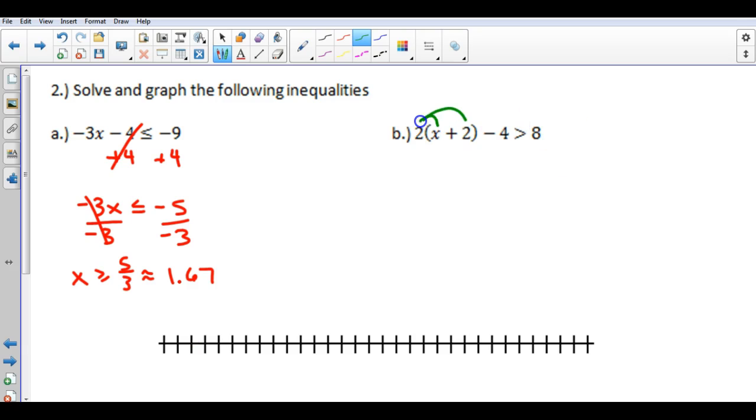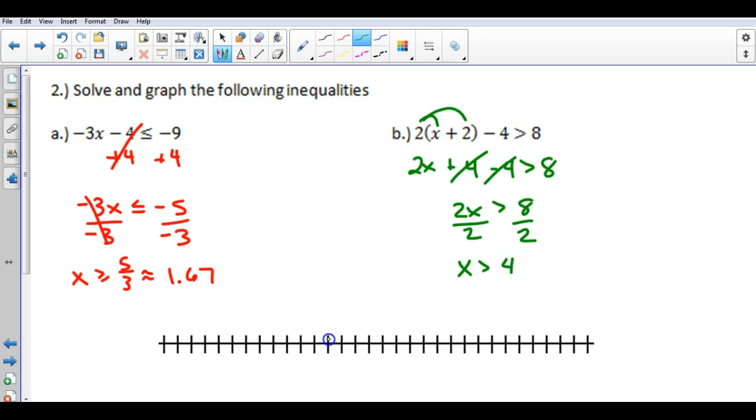I'm going to solve this just like I did the problem for equations, but now it's an inequality. Distribute: 2 times x is 2x, plus 2 times 2 is 4, minus 4 is greater than 8. Combine your like terms here. I have a positive 4 and a minus 4, so these just cancel out to 0, and you'll be left with 2x is greater than 8.